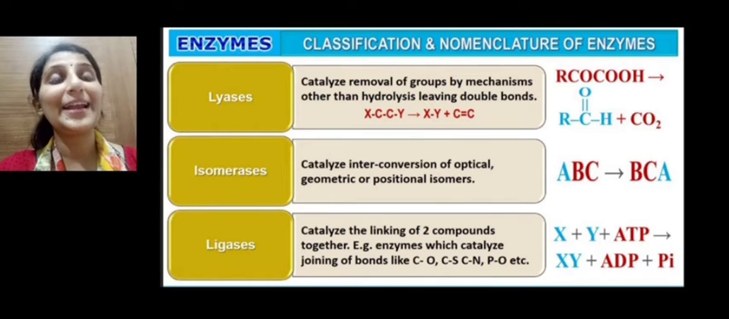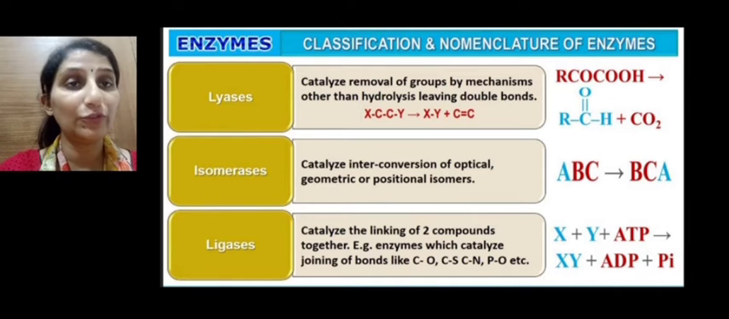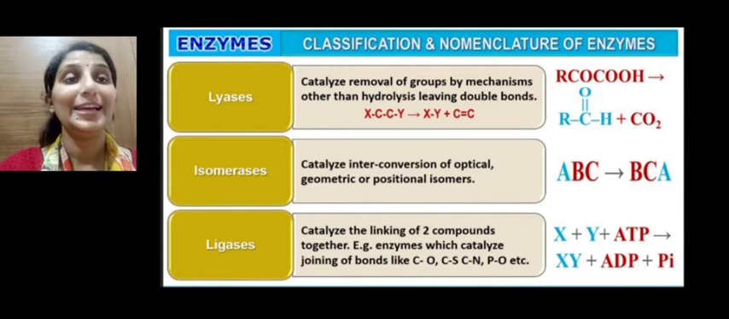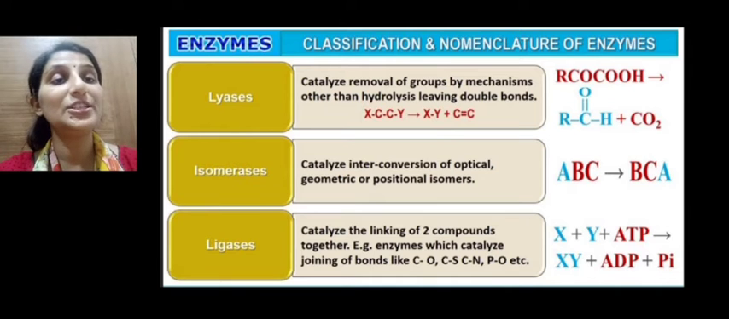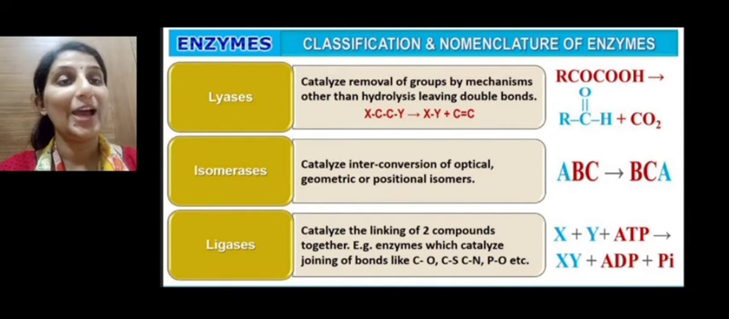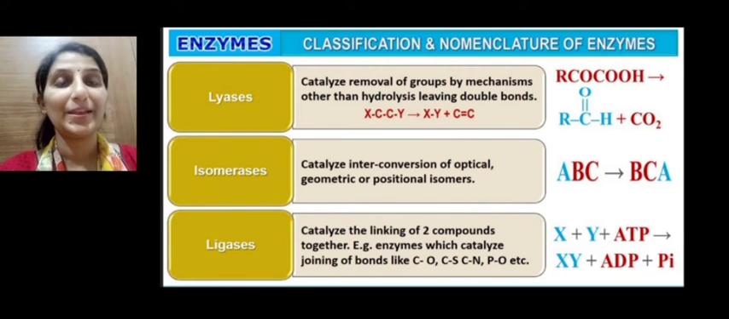Lyases catalyze the removal of groups other than by hydrolysis, leaving double bonds. We can see over here X and Y. They are bonded to carbon atoms, and we can see X and Y are joined together by the removal of the carbon atoms, forming double bonds.